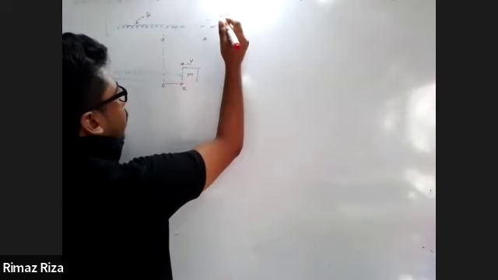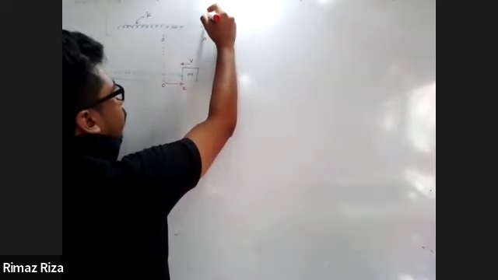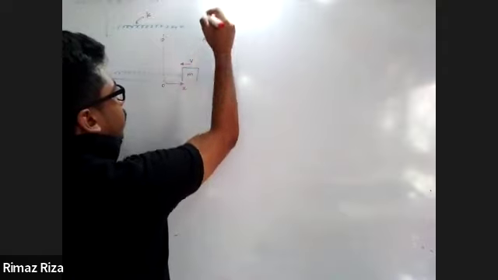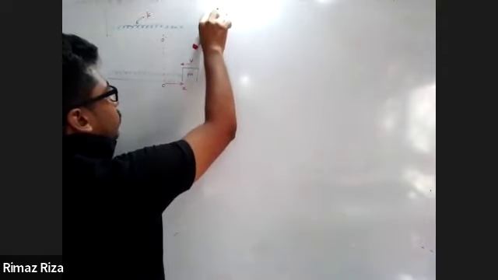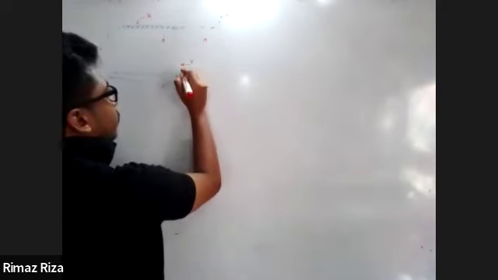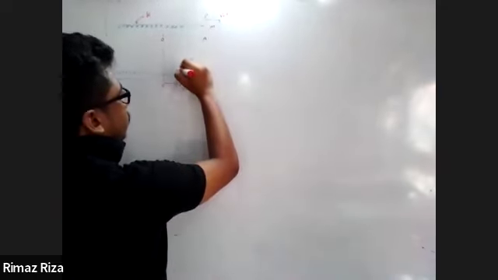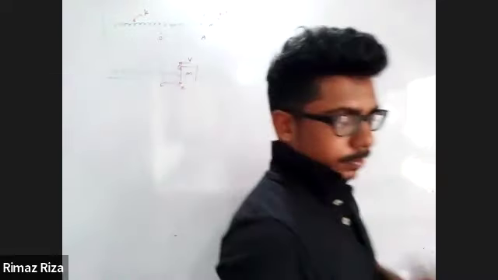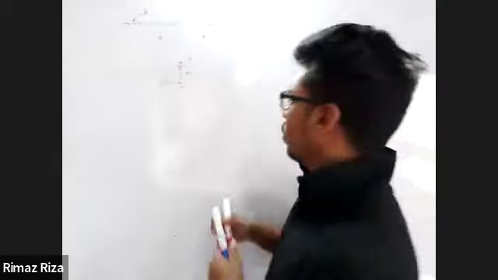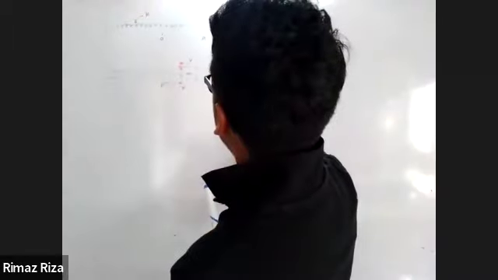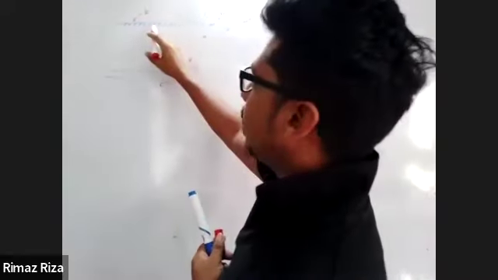Let's take this place at point P, and here is Q. Okay. Quickly draw this. So we need to consider the surfaces smooth and the spring massless.